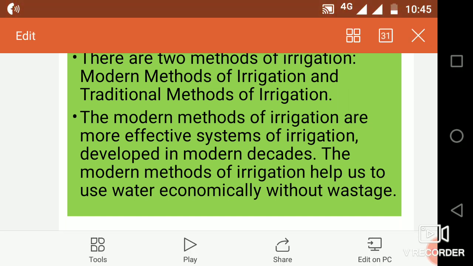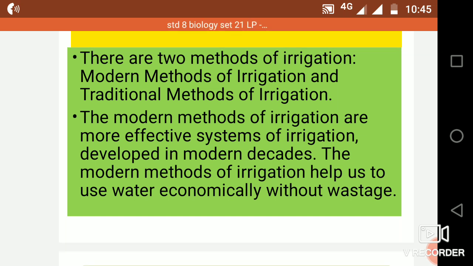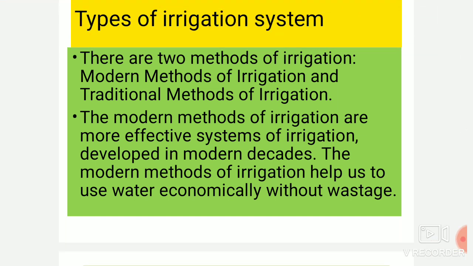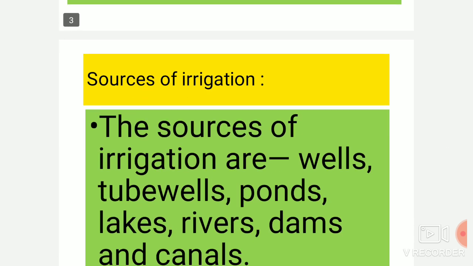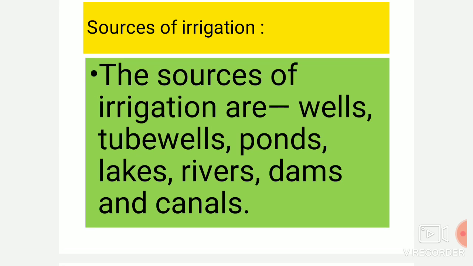The modern methods of irrigation are more effective systems developed in modern decades. They help us to use water economically without wastage. There is full consumption of water and no wastage of water. Sources of irrigation are wells, tube wells, ponds, lakes, rivers, dams and canals, etc. So these are the sources of irrigation.